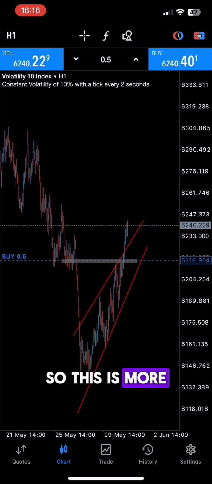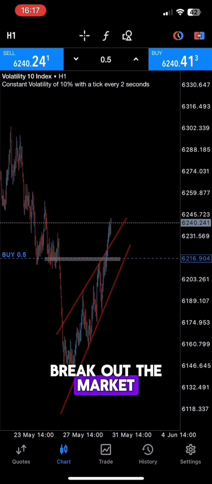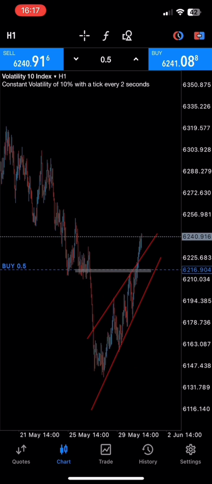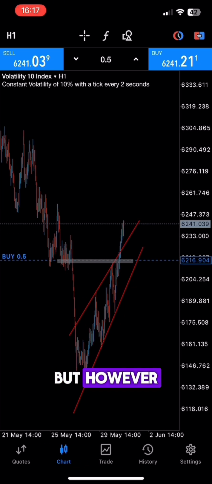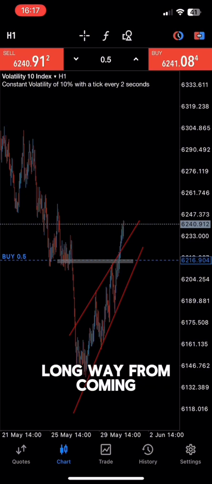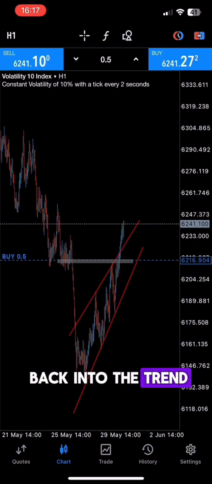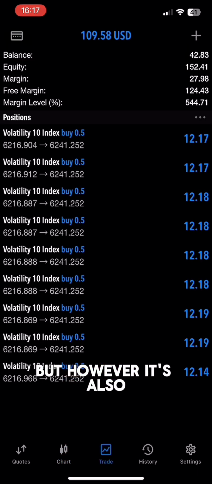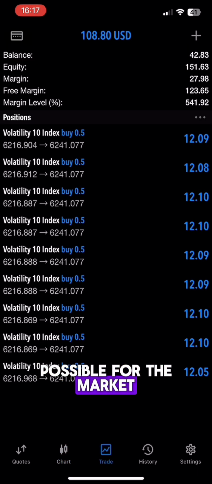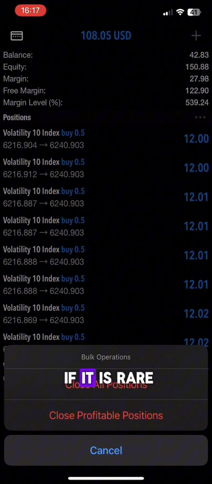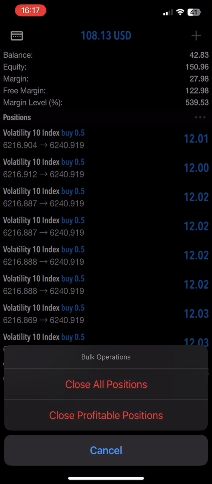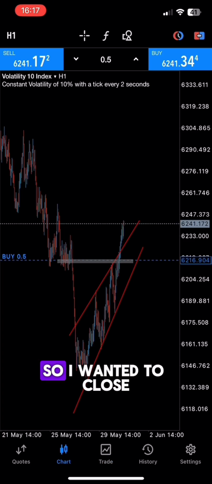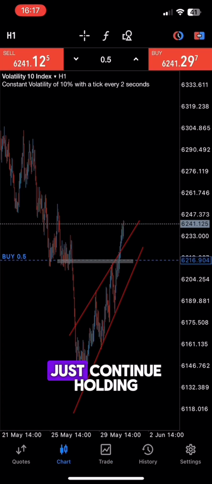So this is more like a temporary breakout. The market has to come back into the trade, but it is still a long way from coming back into the trend. Usually the market breaks to the downside, but it's also possible for the market to break to the upside, even if it is rare. I wanted to close, but I will just continue holding.